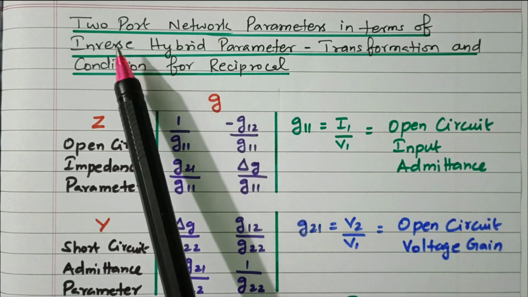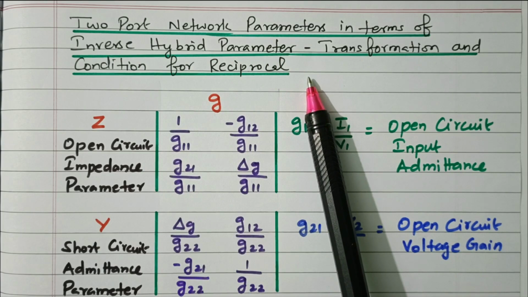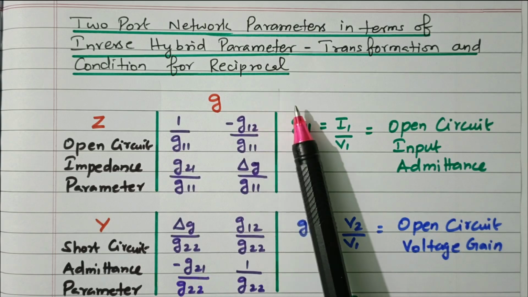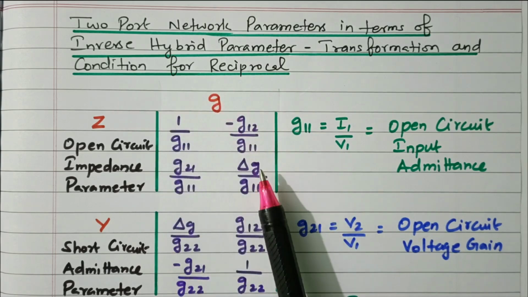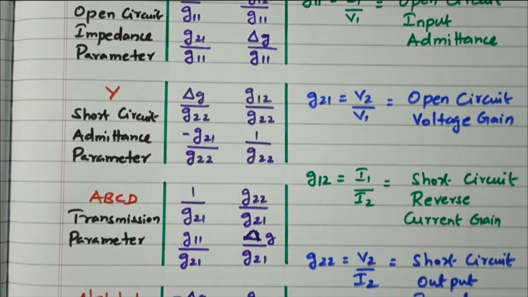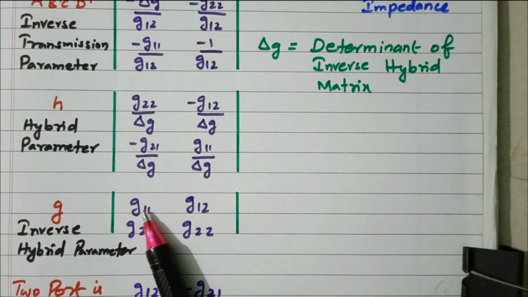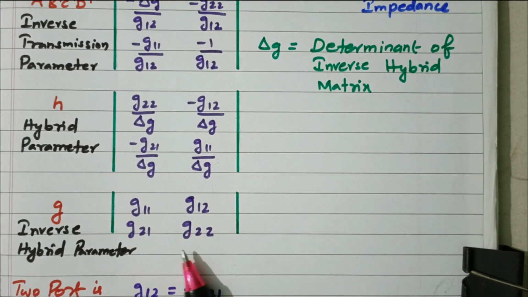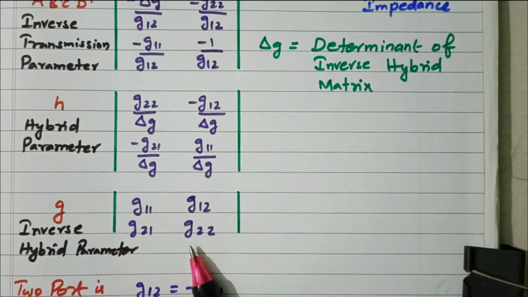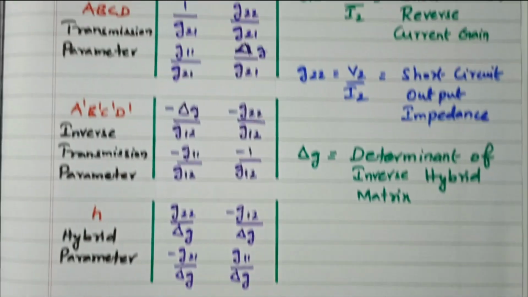hybrid parameters. Now we'll go to the topic. Two-port network parameters, there are various parameters available. We are going to express all the parameters in terms of inverse hybrid parameters and also the condition for reciprocal. Now we'll see what the inverse hybrid parameters are. There are various types available. The inverse hybrid parameters are G11, G12, G21, G22. So we are going to express all the parameters in terms of these inverse hybrid parameters. Now we'll see the description of all these parameters.